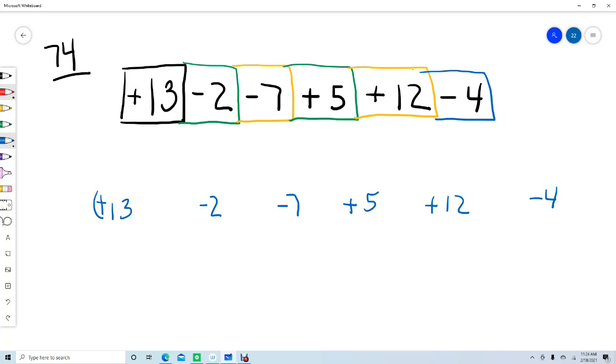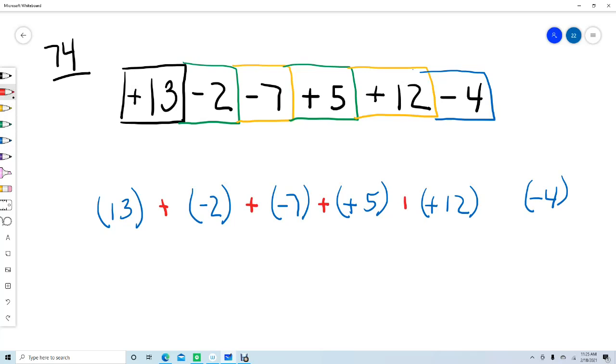Add parentheses. Probably the first one is optional, but we know we're starting with a positive 13. I can add parentheses to each of these and make it a signed number, and I can simply add a plus sign in between to show you that that first equation up here is identical to this. When we subtract 2, we add a negative 2, okay? Or when we add 5, we add a positive 5. And that's all your practice is going to expect of you.